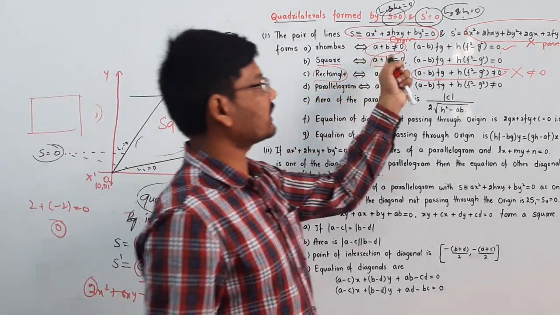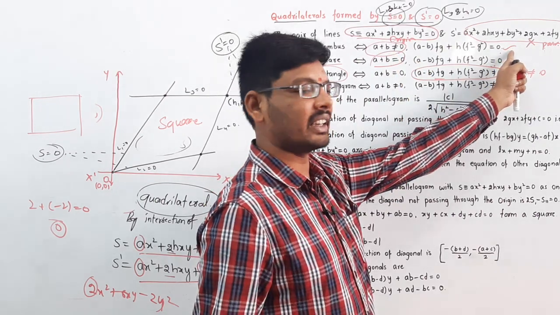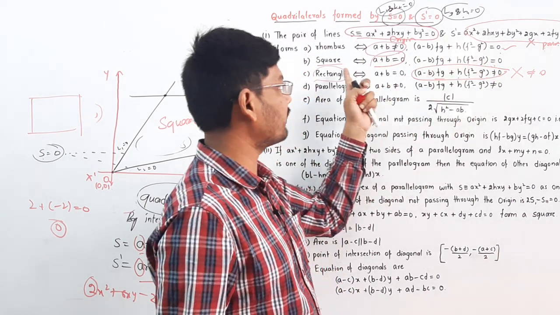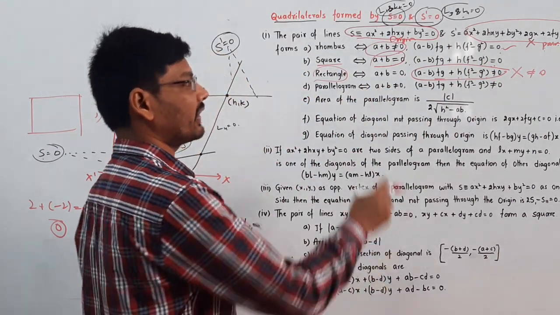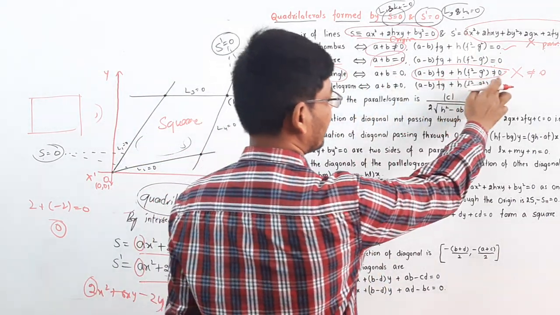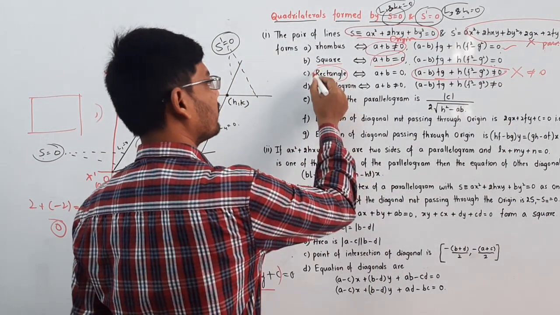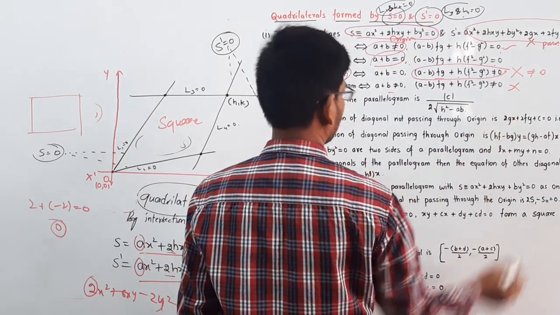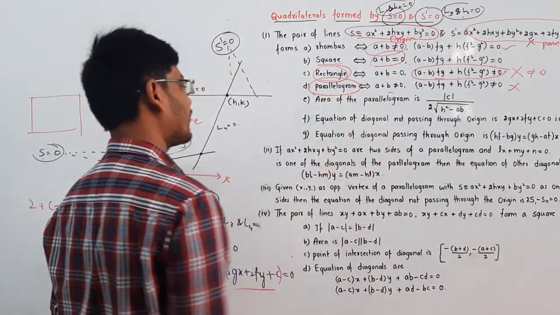If the first condition is not equal to 0 and the second condition is equal to 0, it can frame a rhombus. If both conditions are equal to 0, it can frame a square. If the first condition is equal to 0 and the second condition is not equal to 0, it can frame a rectangle. And if both conditions are not equal to 0, then it can frame a parallelogram.